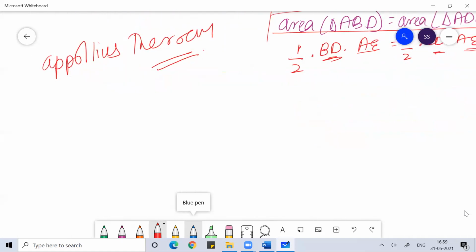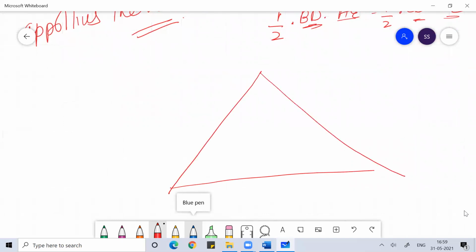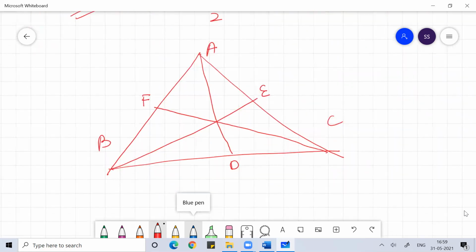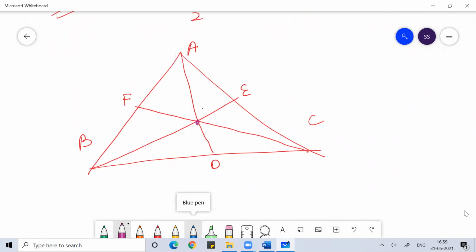Also, you can remember that if this is a triangle ABC, and AD is the median on BC, BE is the median on AC, and suppose CF is the median on AB, the point where all the medians of the triangle meet, that point we call a centroid. G is called the centroid. And always remember the centroid divides the median in the ratio 2/3. That thing we'll study in future, the concept of centroid and all.